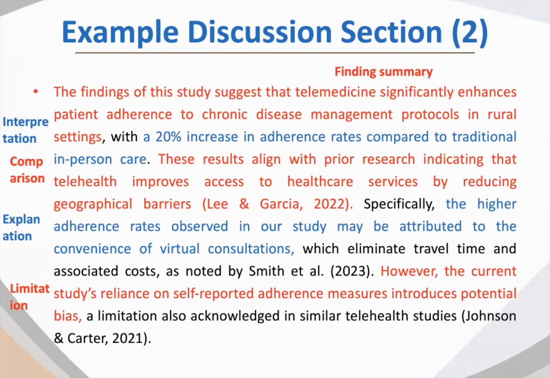Let's look at an example to bring this to life. Our study found a 20% increase in patient adherence via telemedicine compared to in-person care. These results suggest telemedicine enhances chronic disease management by reducing geographical barriers, aligning with Lee and Garcia 2022. However, our reliance on self-reported adherence measures may introduce bias, as noted by Johnson and Carter 2021. These findings support integrating telemedicine into primary care and suggest policymakers invest in rural broadband. Future studies should explore objective adherence measures and diverse populations.